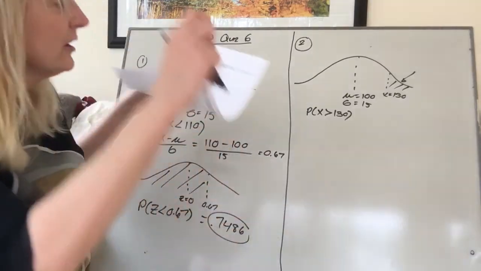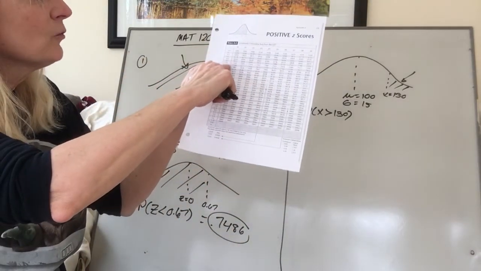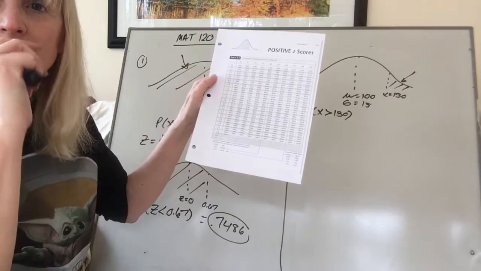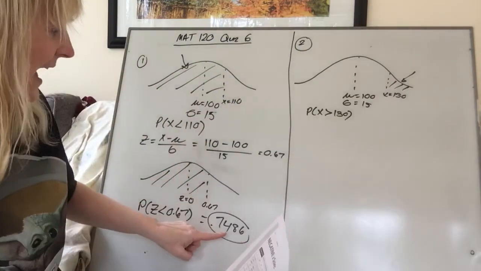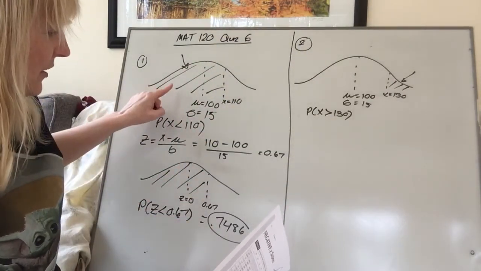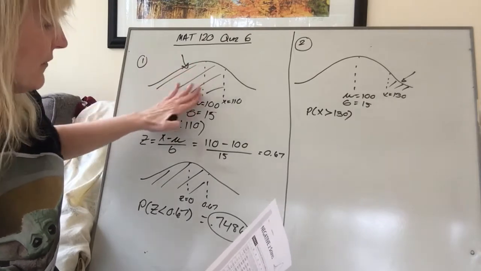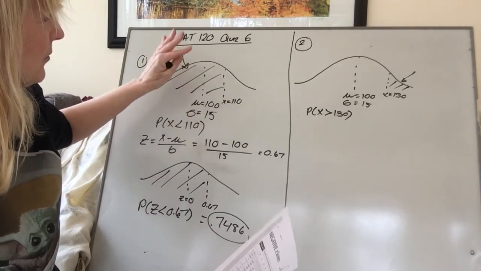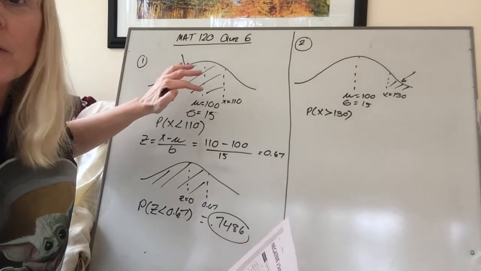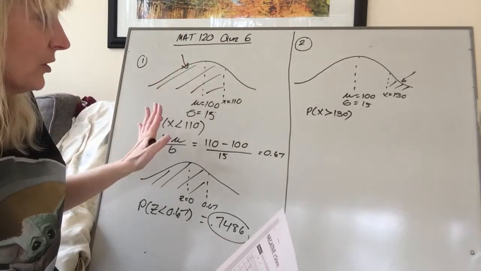So you go to the 0.6 row, 0.07 column and get the number. And so what that number is, it's 0.7486. So think of it this way, 74.86% of the people will have IQ scores that are less than 110. That's how you can interpret that.